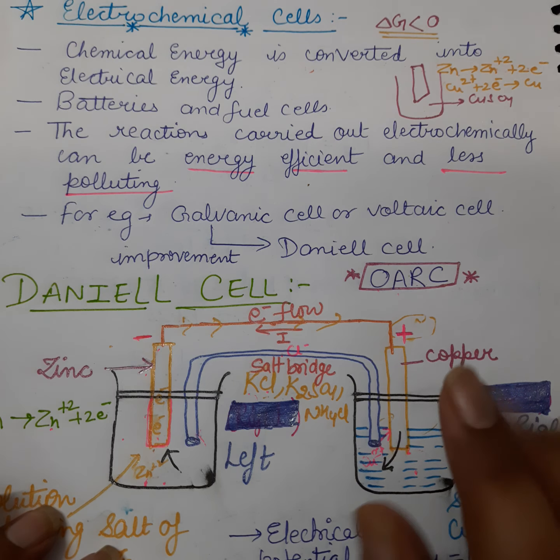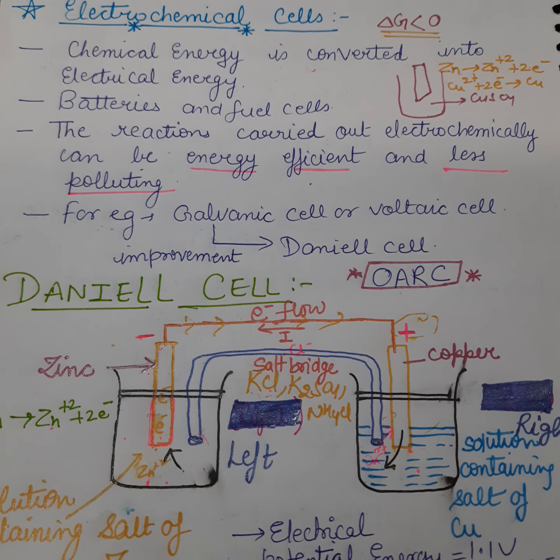Now, first of all, I am going to talk about what a galvanic cell is. Basically, students, it is an electrochemical cell which converts chemical energy into electrical energy.